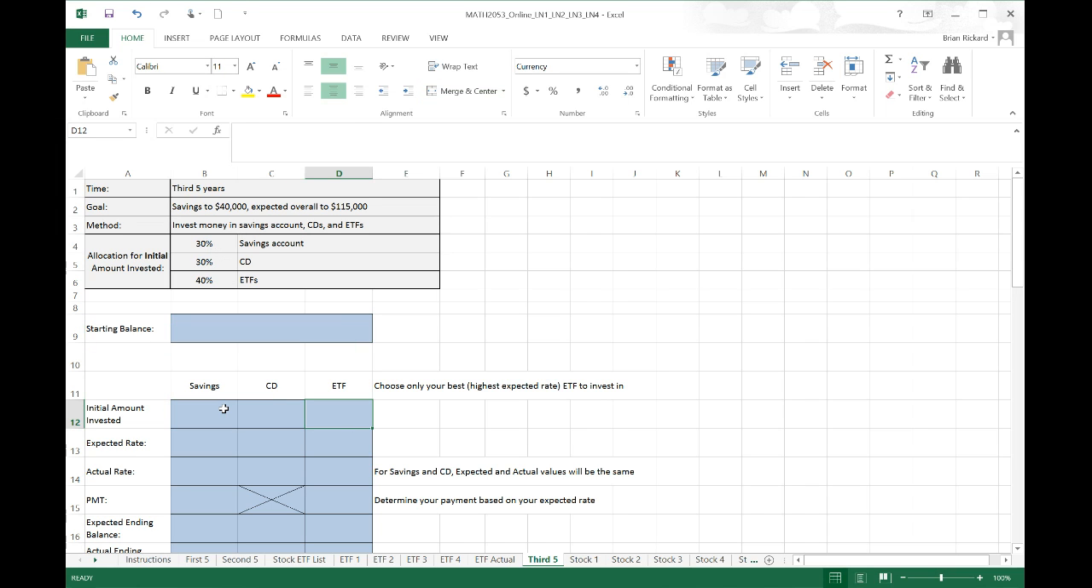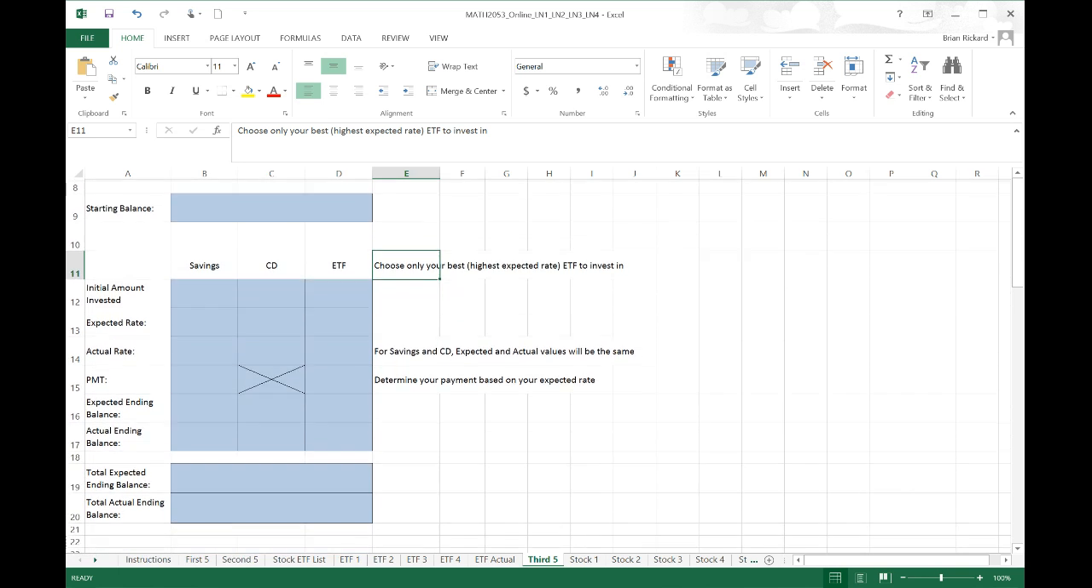You looked at 4 ETFs, but you're only going to choose one to invest in, and you're going to choose the one with the highest expected rate, because that's the one you expect to do the best. You don't want to choose the highest actual, because what that would say is that you can see into the future 5 years, and you probably can't. So we want to choose the one with the best expected rate.